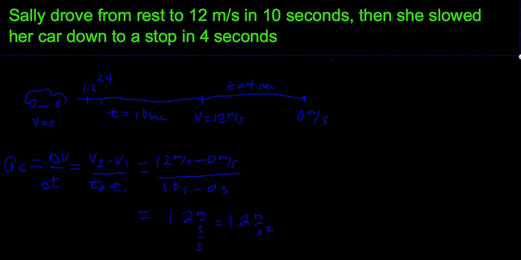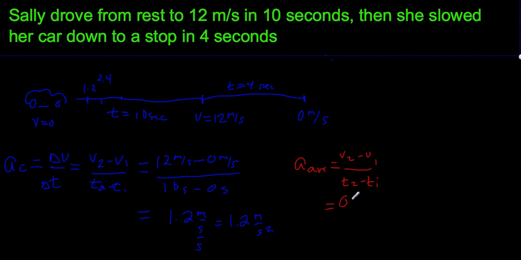At this point, she stops speeding up and starts to slow down. So let's figure out the acceleration for that. Average acceleration is going to equal, again, v2 minus v1 all over t2 minus t1.